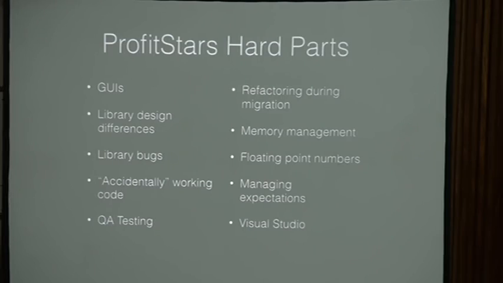You have accidentally working code. Like in Smalltalk, a common accidentally working code is if you have A and B equals C without parentheses around the B equals C part. Generally, you probably do not want to write it that way. You probably want to do A and B equals C with parentheses. And things like that, whenever you convert them, might not accidentally work anymore.